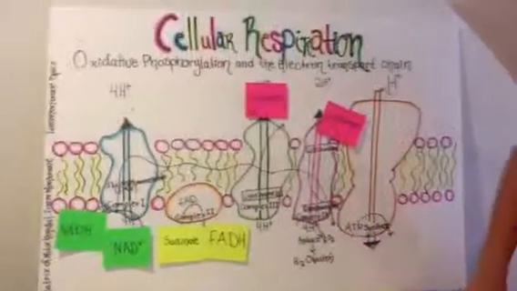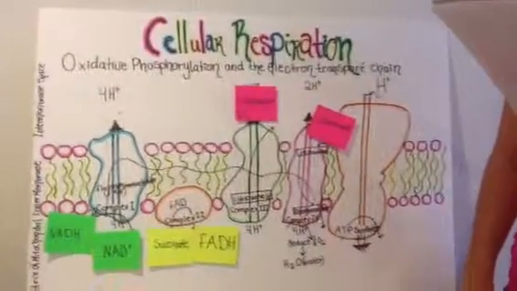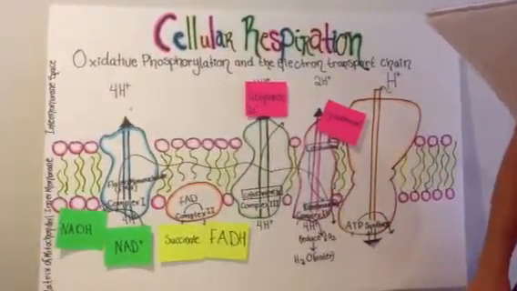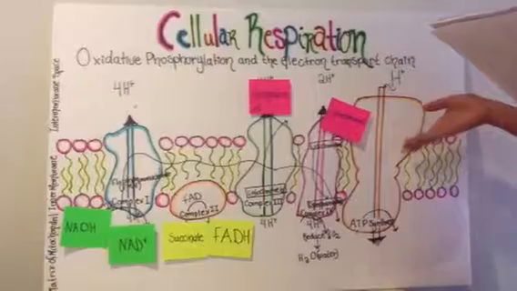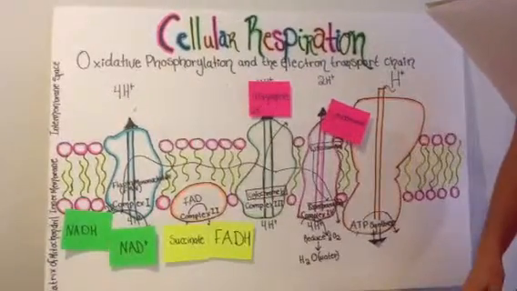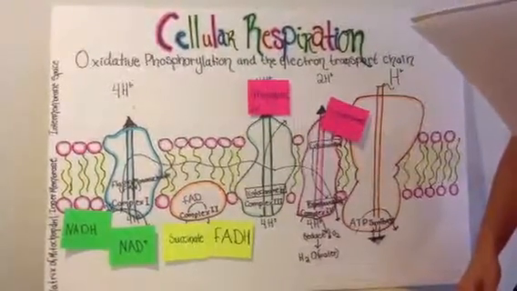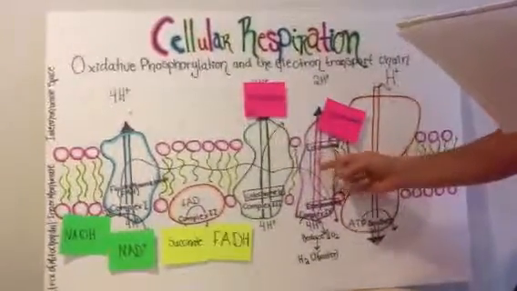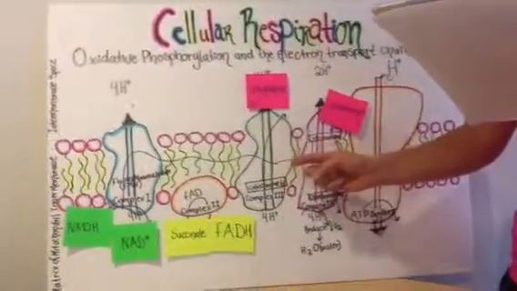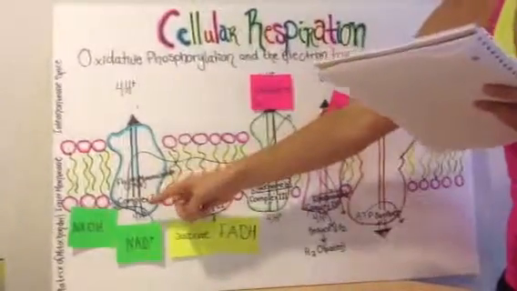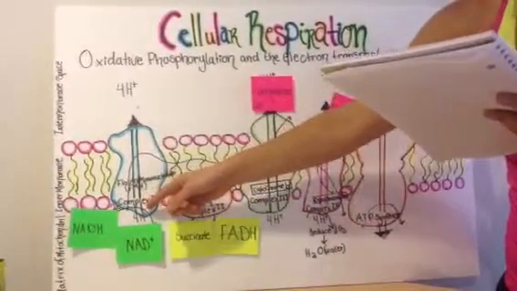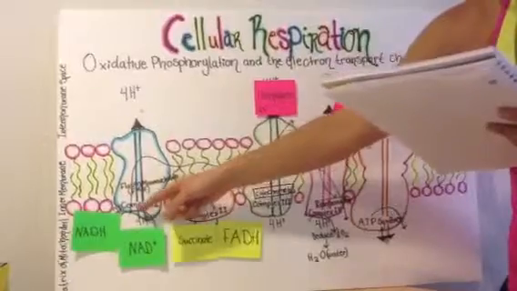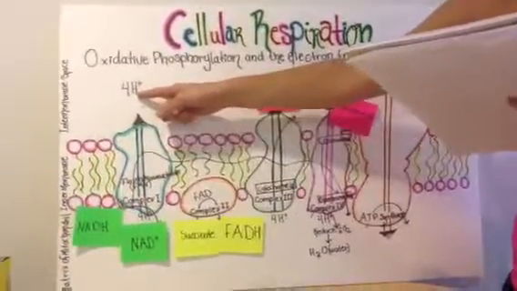Now let's look at chemiosmosis, which is the process of making ATP. When the electrons go through the membrane, it becomes negative, so they need to be balanced out. So with protons, complex 1 takes 4 hydrogens to the outside.